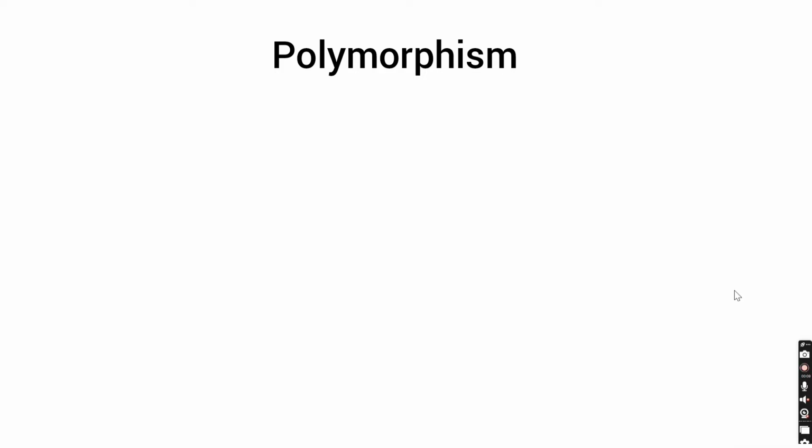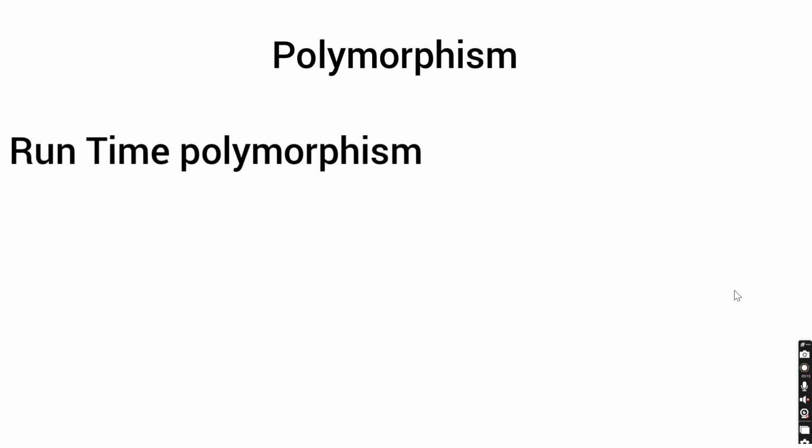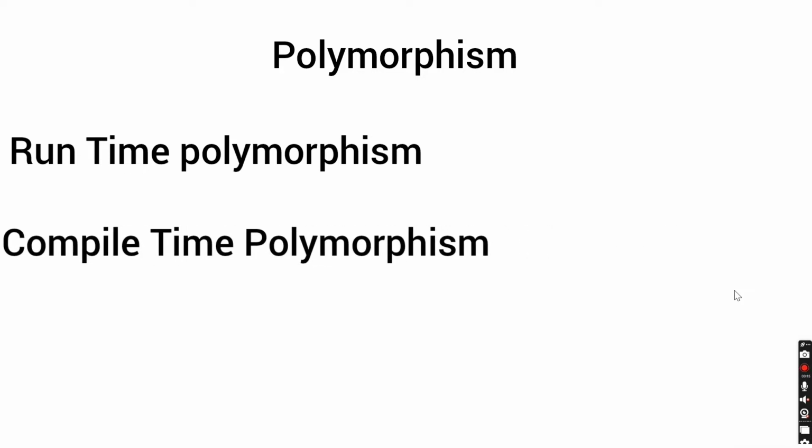In the previous video, we learned the concept of polymorphism. We have understood that polymorphism is of two types: runtime polymorphism and compile time polymorphism. Runtime polymorphism is achieved by method overriding, which we have already covered in the previous video. In this video, we will cover compile time polymorphism, which can be achieved with the help of method overloading.